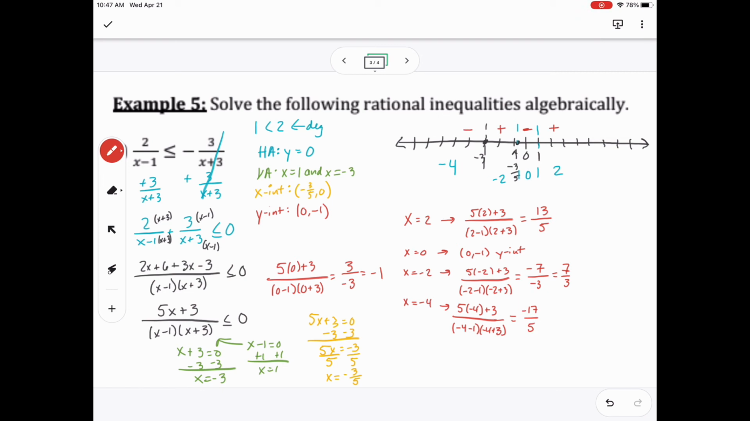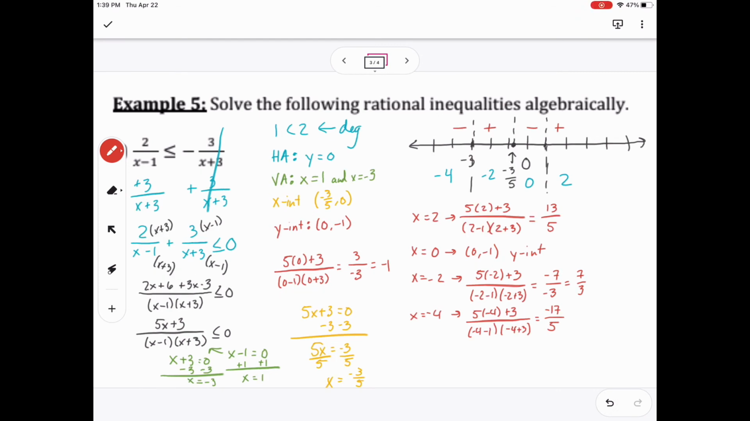So our answer for this example will be from -infinity to -3. We will have a parenthesis for the -3 because we're not including it because of the vertical asymptote. And then union from -3/5, which is a bracket, to 1, which is a parenthesis because it's also a vertical asymptote.